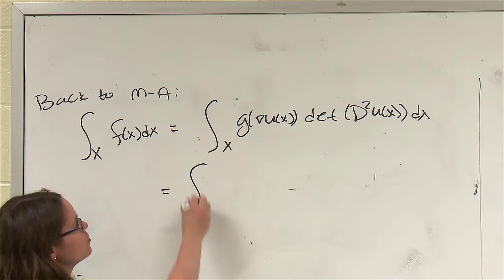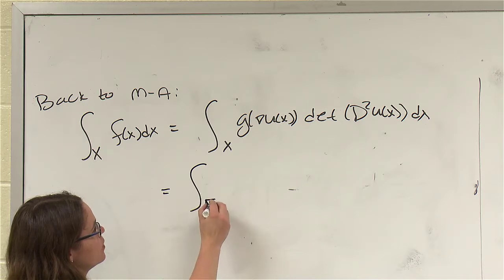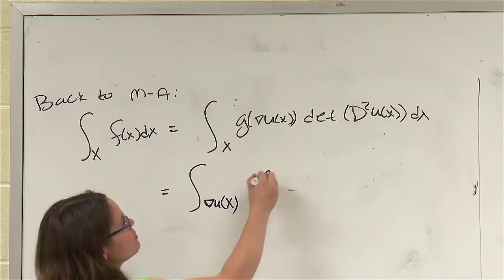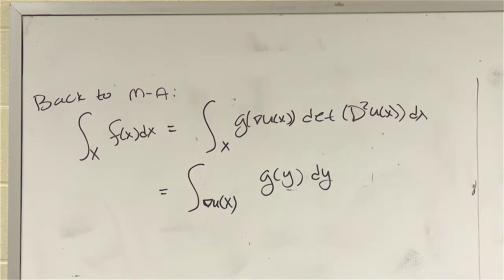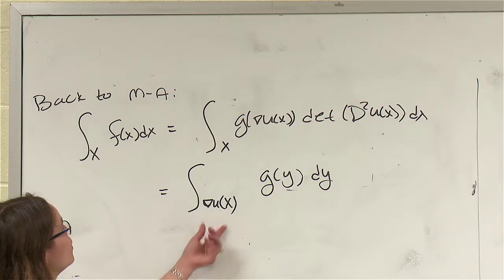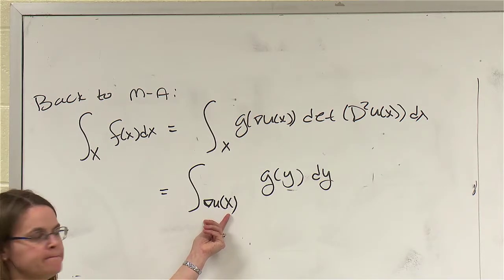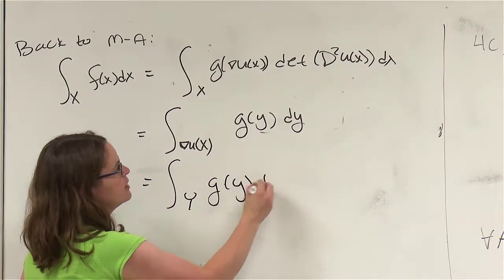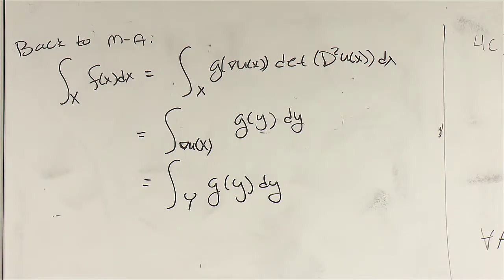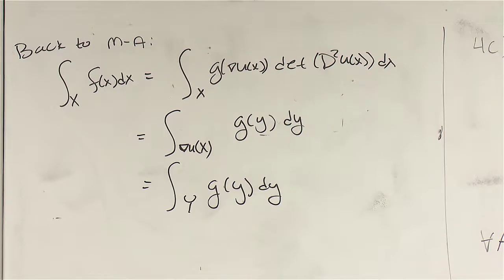And if we do our change of variables, and we've seen this before, let's let y equal the gradient of u, and we're integrating g. And what do we want here? We want this to get mapped onto our set Y. We take this, we go through the gradient, and we want to end up with this target set at the end of the day. That's what our boundary condition is telling us. So this should be equal to the integral of g of y dy.